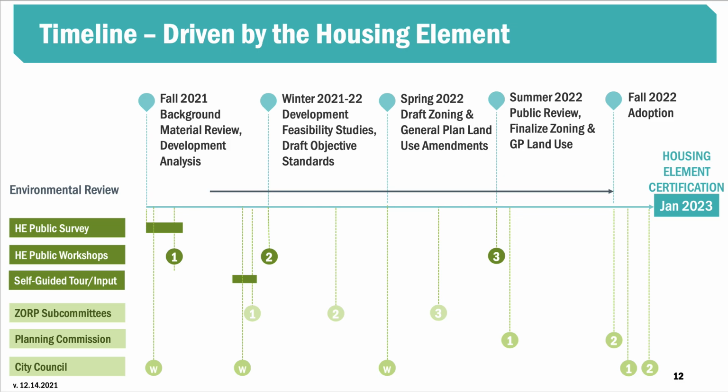At the third housing element workshop, we will ask for public comment on the draft amendments. In the fall and winter of 2022, the Planning Commission and City Council will hold public hearings on the draft amendments. To meet housing element requirements, the goal is to adopt new standards by January 2023.